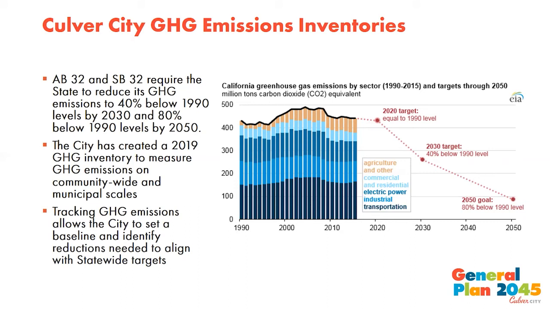Culver City has taken the first step in reducing its emissions by creating a GHG emissions inventory for baseline year 2019 for both its municipal operations and for its citywide activity. These inventories will be helpful in tracking emission sources, creating a baseline, and identifying any reductions needed to meet state targets.